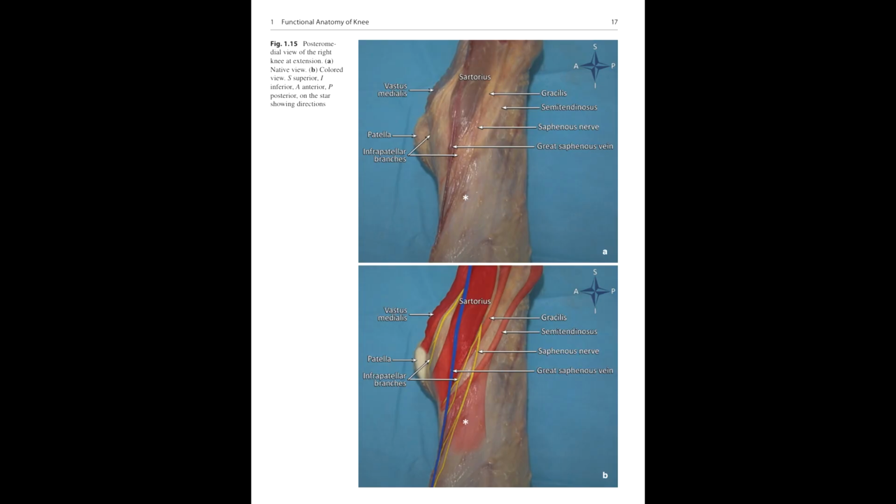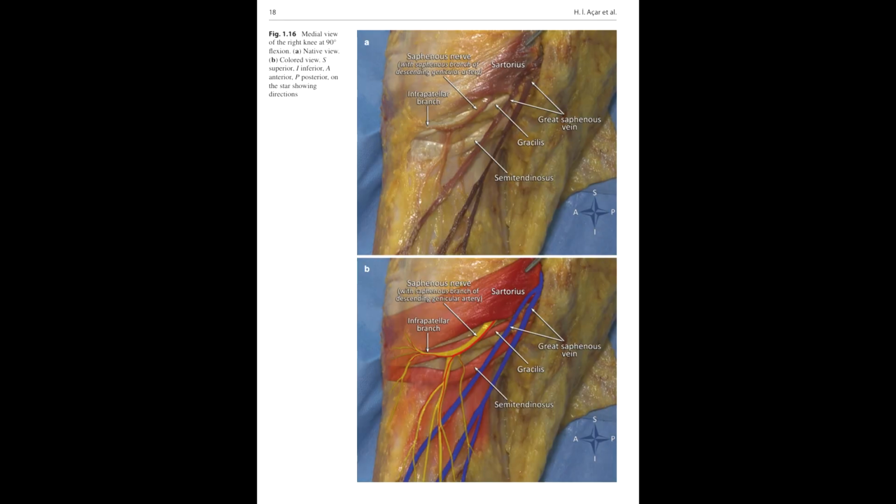Now, the area marked with an asterisk in this figure corresponds to the pes anserine region. This is a frequent site of bursitis, inflammation of the pes anserinus bursa, especially in middle-aged women and athletes. Clinically, patients present with pain and tenderness about 4 to 5 centimeters below the medial joint line, often confused with meniscal or MCL injury.